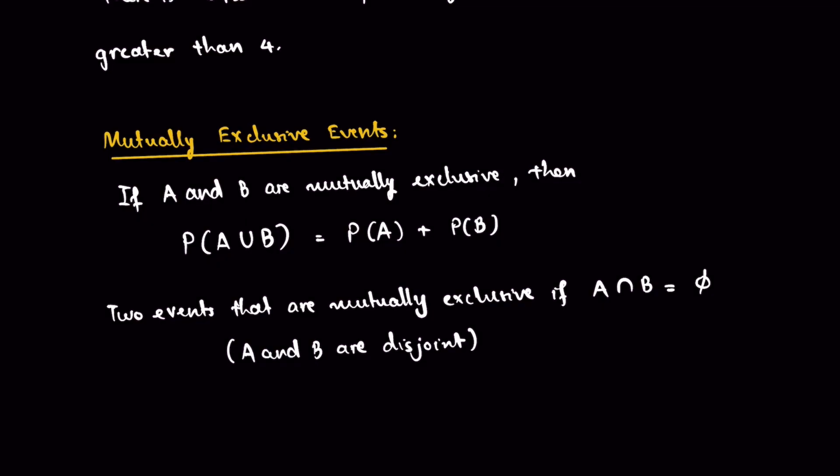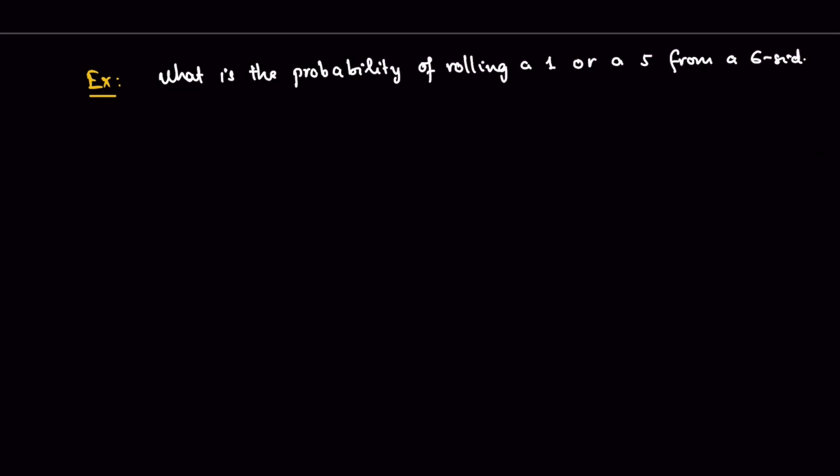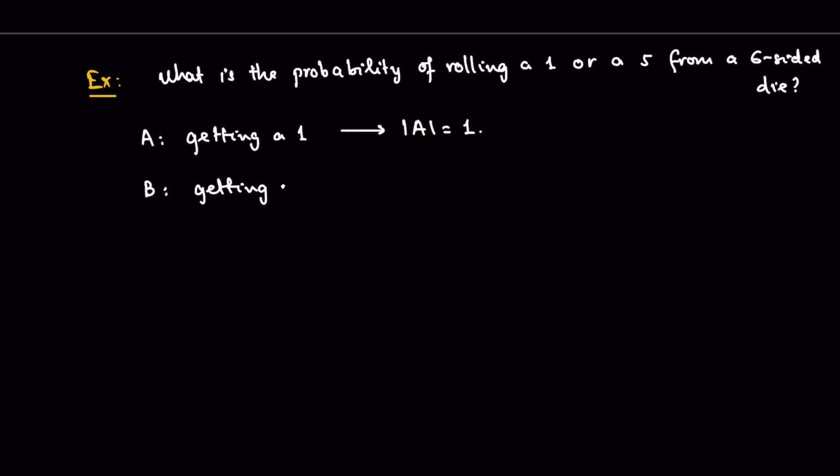So let's consider the following example to illustrate the point. We want to know what is the probability of rolling a 1 or a 5 from a 6-sided die. Because the event of getting a 1 has nothing to do with the event of getting a 5, A and B are mutually exclusive. So in this case, A is the event of getting a 1. There is only one possibility of that happening, and therefore the cardinality of A is equal to 1. And B is the event of getting a 5. There's only one possibility, therefore the cardinality of B is also equal to 1.